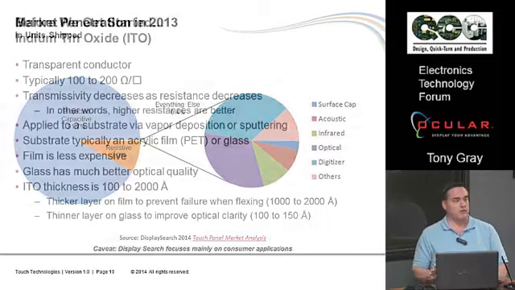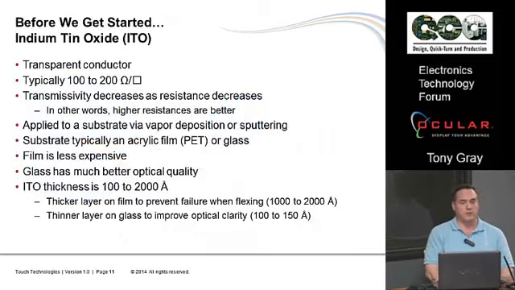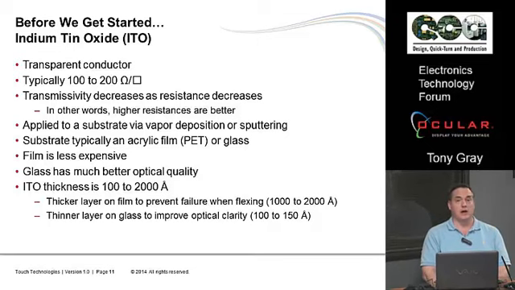Now, before we get started talking about each technology, let's spend a second talking about indium tin oxide, because it figures into all of these technologies, almost all of them, in one way or another. I'm sure you've all heard of ITO, indium tin oxide. I won't get into a lot of the technical details, but I do want to cover at least a few specific points about it. First of all, it's a transparent conductor.